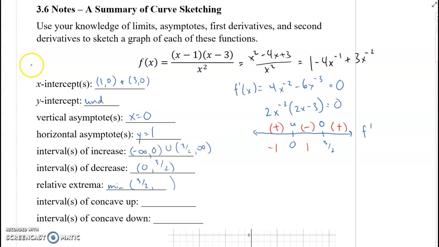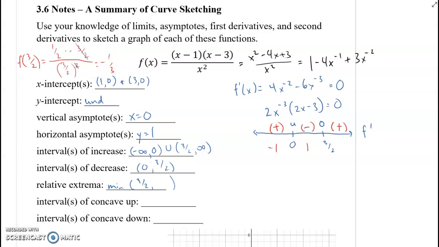But yeah, we're finding the minimum of the function, so we're going to plug in 3/2 in for x into the original function. 3/2 minus 1 is 1/2. 3/2 minus 3 is going to be negative 3/2. Does that sound right? And then on the bottom we get 3/2 squared. Well, one 3/2 is going to cancel out with one 3/2. So we have negative 1/2 divided by 3/2. The 2's cancel out. We get negative 1/3.